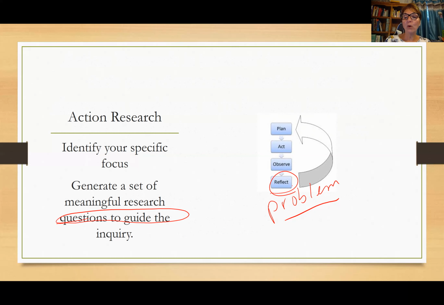And then we know that once we've identified that problem, we're going to move on to observation, acting on that, and then planning. So I want you to think about, what is your research problem? How are you going to identify that? One of the things you probably want to do, many of you have just started the school year.